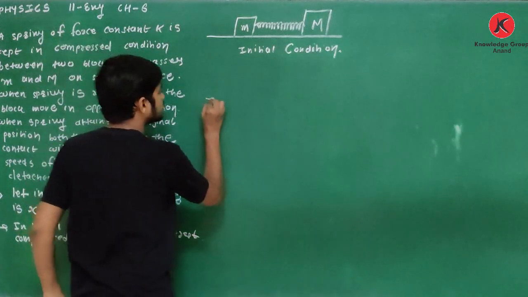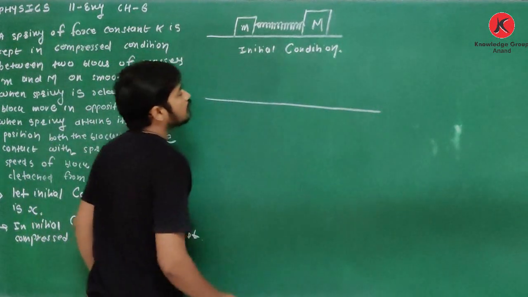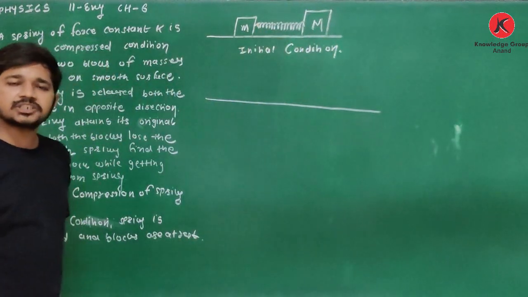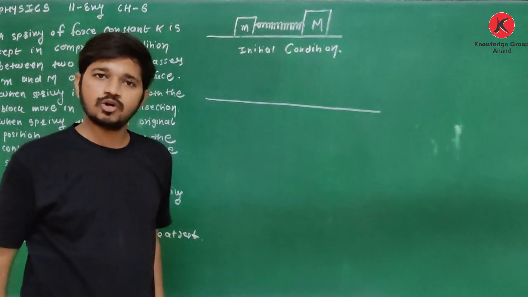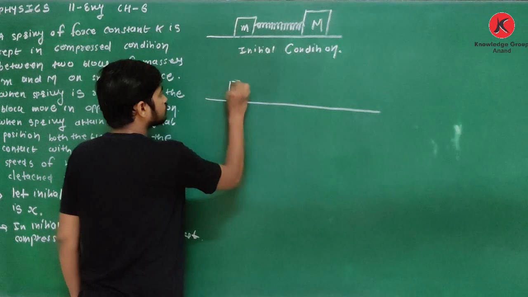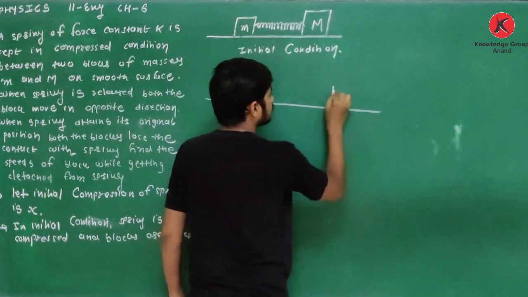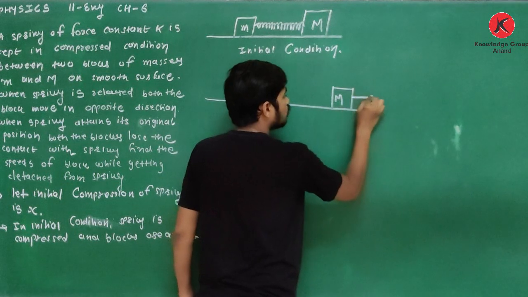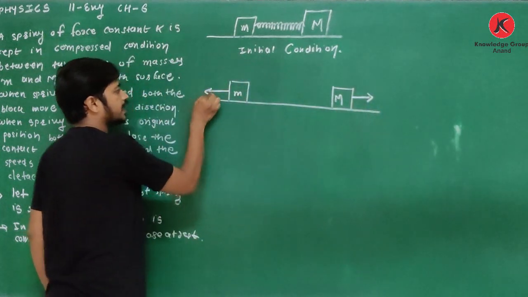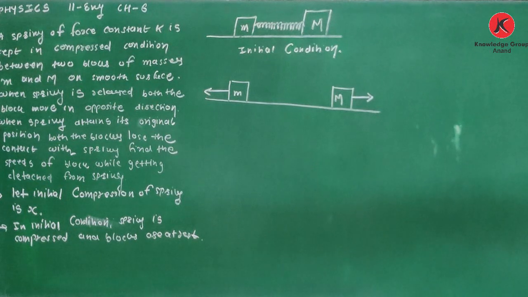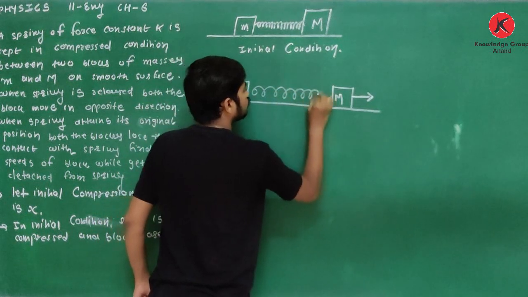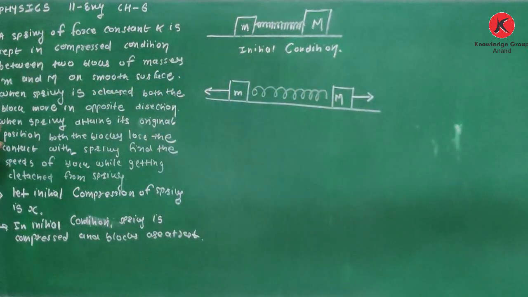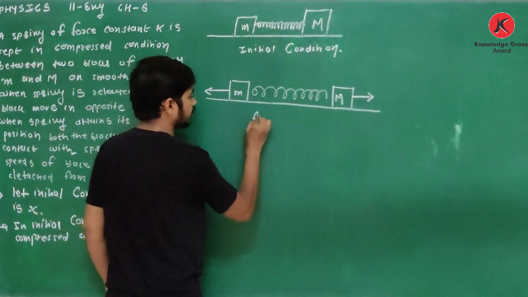When the spring is released, obviously these two blocks will move in opposite directions. Yes or no? This block of mass m and this another block having mass capital M are both moving in opposite directions. And when the spring attains its original position, it loses contact with the blocks. Both the blocks lose contact with the spring. So yes, it is the final condition.